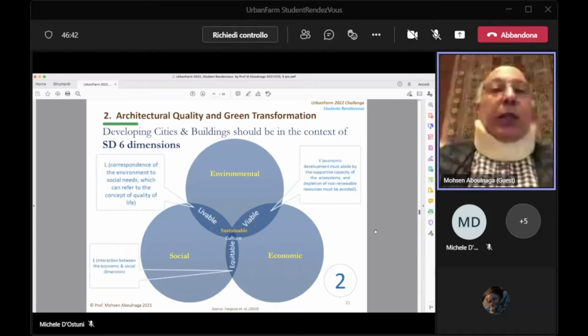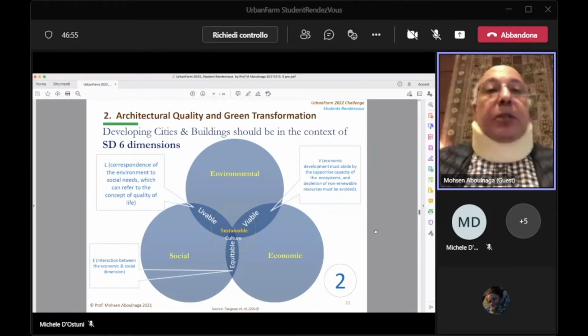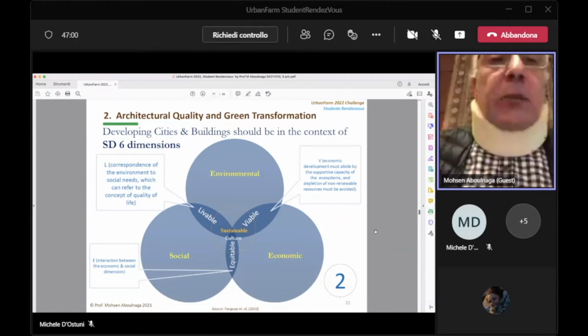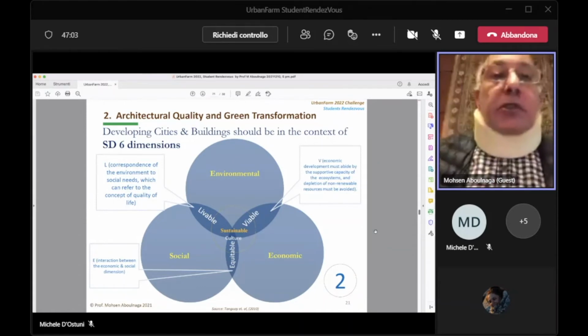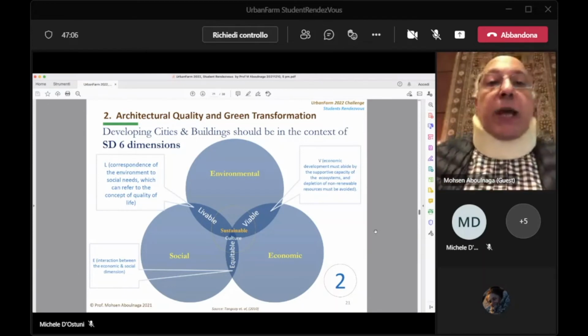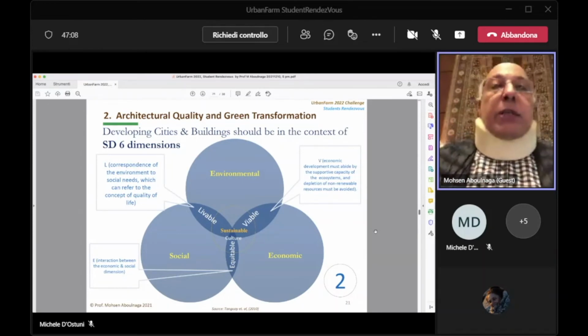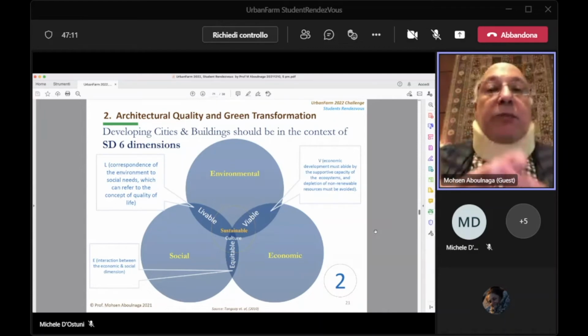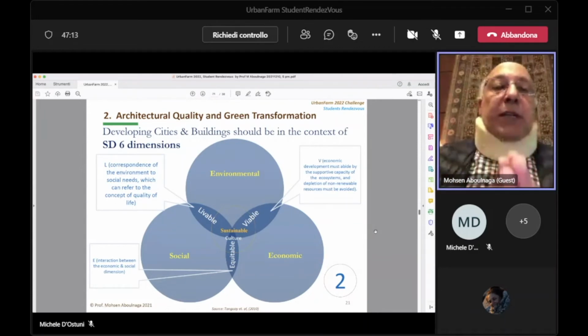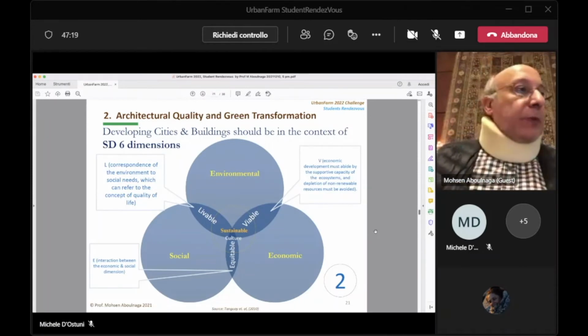So you look at the 6 dimensions, which are the livable dimension, the viable dimension, the equitable dimension, which is the relation between the social and economic, whereas the livable is the quality of life, integration, ability of the environment to sustain the economic and social needs of the society and the city as well, and the viable, the ability of the environmental ecosystem to withstand economic development. That's very important to address in your project and to exhibit that in your report and your concept. Next slide.